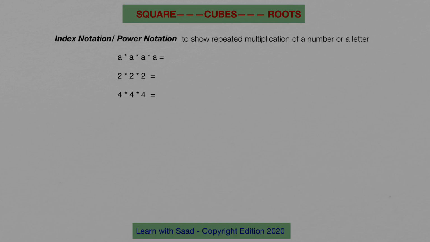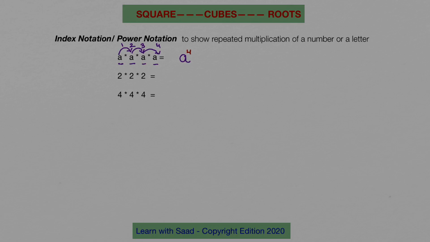In order to show it, first we write the A as the large number or letter, and then we see how many times we times A with itself. So we're timing A 1, 2, 3, 4 times by itself. So what we're going to do is write 4 on the top.